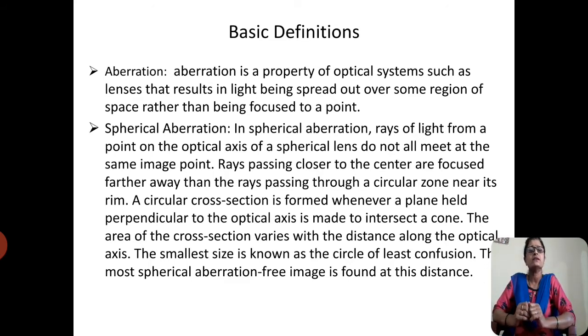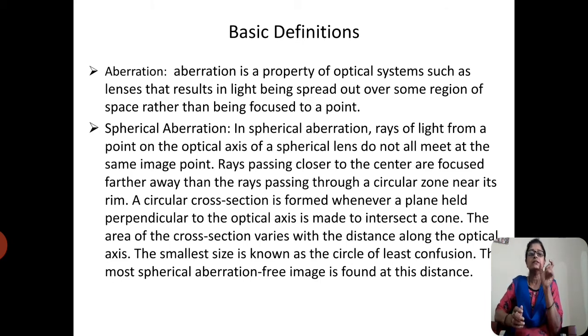In the case of aberration, here we have to see spherical aberration. Spherical aberration is when rays of light from a point on the optic axis of a spherical lens do not all meet at the same image point. The rays passing closer to the center are focused farther away than the rays passing through a circular zone near its rim. A circular cross section is formed whenever a plane held perpendicular to the optic axis is made to intersect a cone. So the area of cross section varies with the distance along the optic axis. Therefore, the smallest size is known as the circle of least confusion.